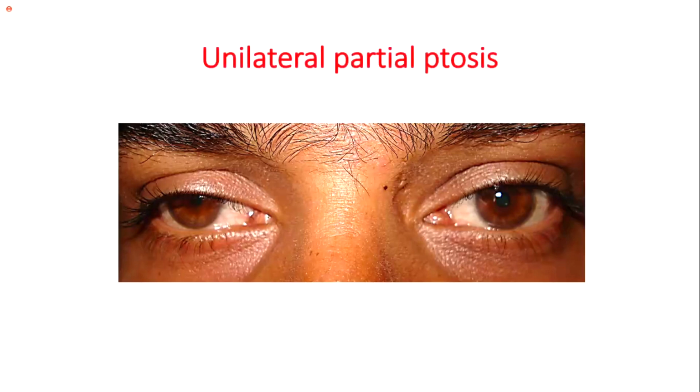So what do we observe? A unilateral partial ptosis on the right side. Now, the minute you see that, you use the knowledge you have to work out where the pathology is, where is the lesion. So the first question is, where is the lesion? You cannot answer the second question without answering the first question. Right. So if there is partial ptosis, then you have to ask yourself which muscles elevate the eyelid.